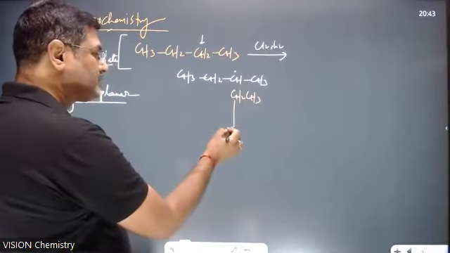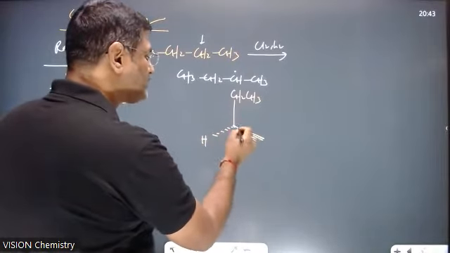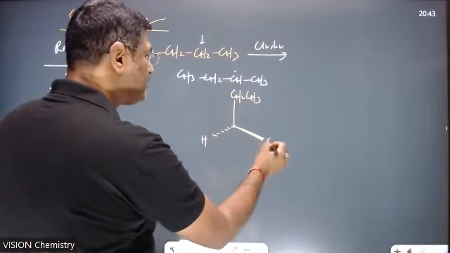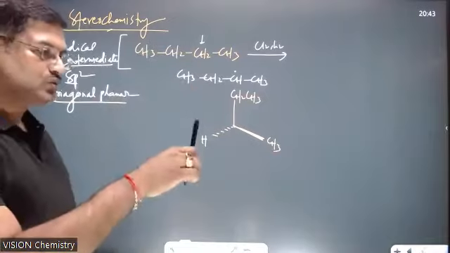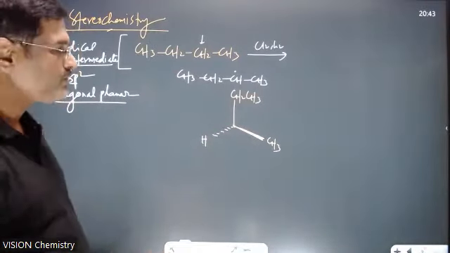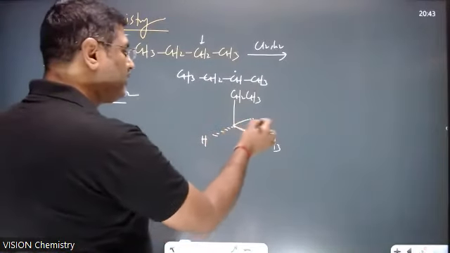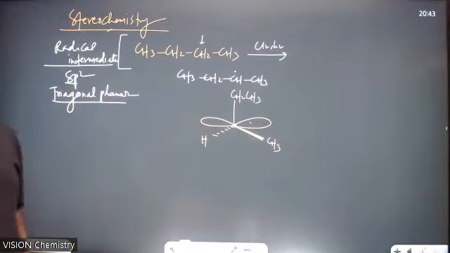This one is hydrogen, and this one is CH3. Here the CH2CH3 is going back, this one is coming towards you, and there is one unhybridized orbital which keeps one of the electrons.